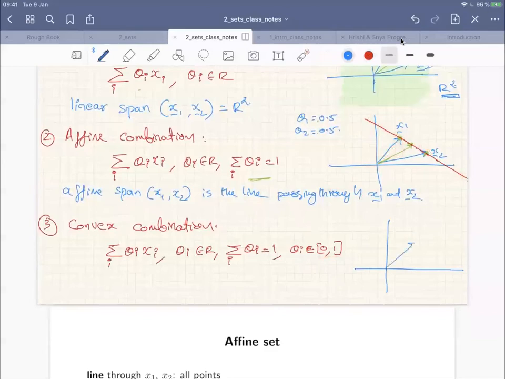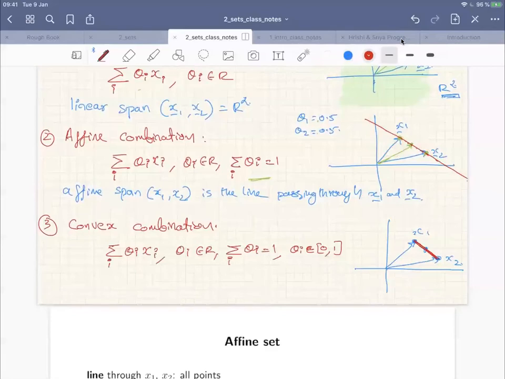Let's again consider the same vectors x1 and x2. As we said, if you take for example theta 1 equal to 0, you will get this point. Theta 2 to be 0, you will get this point. If you take 0.5, you will get this point. And if you vary the values of theta between 0 and 1 and take all the combinations, you will get a line segment between x1 and x2. So it's not the entire line between x1 and x2, it is the line segment between x1 and x2. That's the difference between an affine combination and a convex combination.